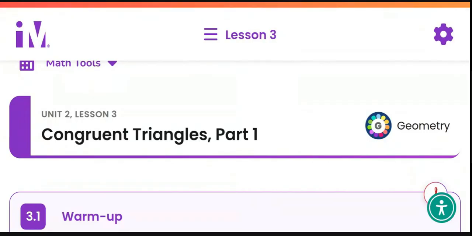We're going to hit the highlights of lesson 3 from unit 2, all about congruent triangles. This is the first part about congruent triangles. Remember that this is just the highlights of the lesson. The best thing for you to learn more deeply is to attend class.